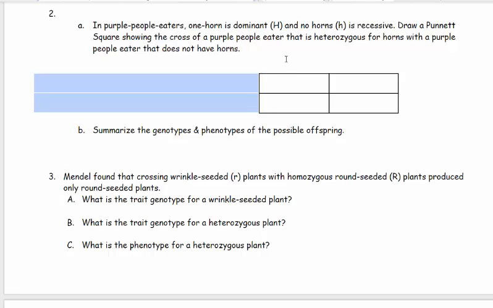Okay, welcome back. As I said before, we're going to try to fill out the top as the heterozygous. Remember, heterozygous means that there's 1 dominant trait and 1 recessive. Now the next one was to cross it with a purple people eater that does not have horns. And remember, no horns is recessive, and the only way that you can end up with a recessive trait is if both of your alleles are recessive. So I'm going to put small, small to represent that they're both recessive there. Okay. Now take a minute again and fill out the rest of the Punnett square. I'll wait while you pause the video now.